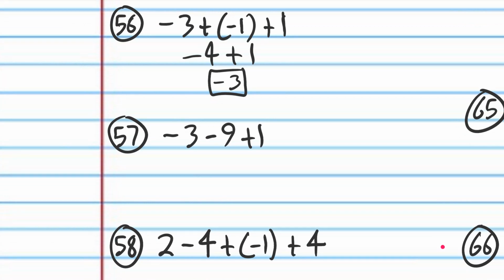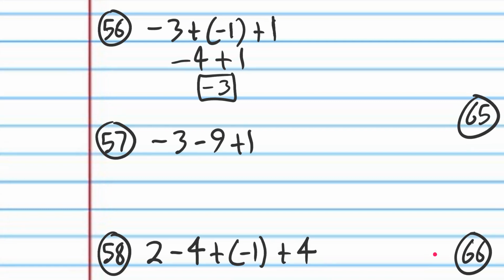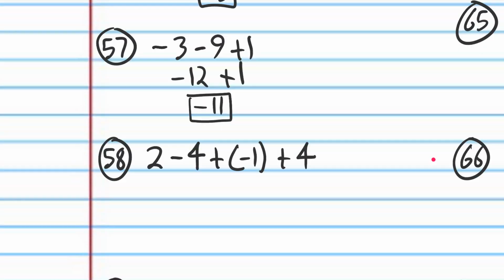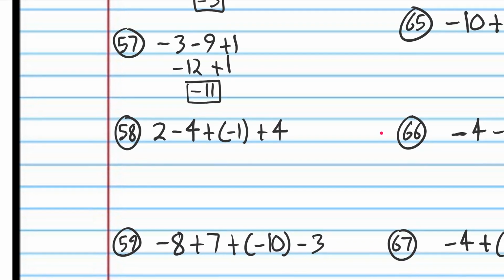All right, 57. Attempt number 57, and when you come back, we'll do it together. All right, we're back. Negative 3 minus 9 is negative 12. And negative 12 plus 1 is negative 11. So if you got negative 11, good job. All right, go and attempt 58, and when you come back, we'll do it together.